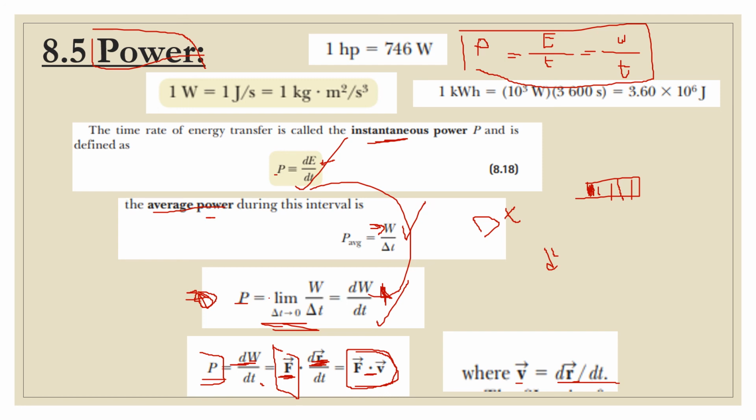The last thing I'm going to talk about is the units for power. It can be horsepower, where 1 horsepower is equal to 746 watts, and 1 watt is equal to 1 joule per second, or 1 kilogram times meter squared over second cubed. For 1 kilowatt-hour, I'm going to get 10 to the power 3 watts times an hour. I'm going to convert it into seconds. So 1 hour is equal to 3,600 seconds, so it's going to give me 3.6 times 10 to the power 6 joules.